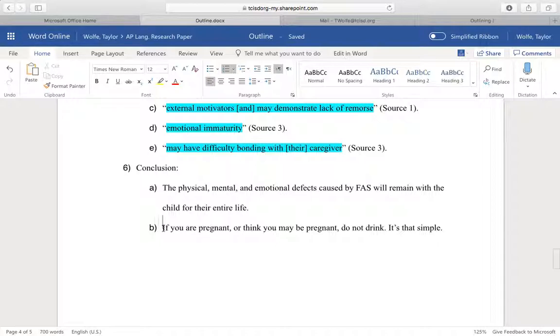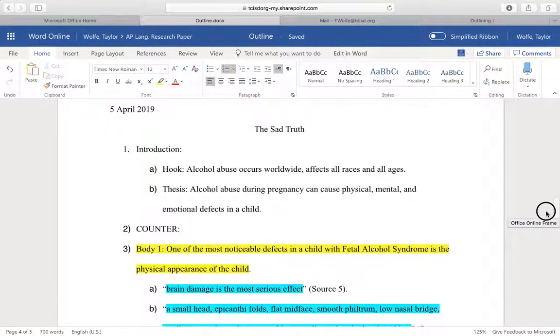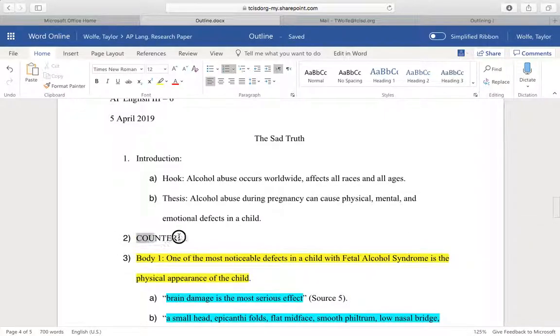It's that simple. Now, let's say that I've done all of my research, I've done my outline, and I've thought, sometimes I bring this up to people and they say, well, actually, some doctors say it's okay to drink a glass of wine occasionally during pregnancy, okay? And let's say that I wanted to address that as a counter argument. I think the best place to put my counter argument would be right here, okay?